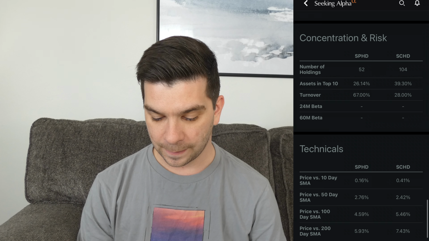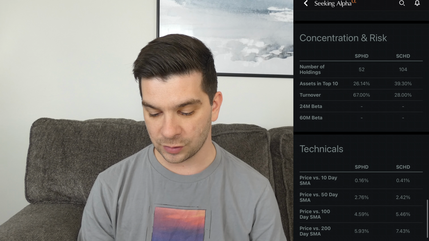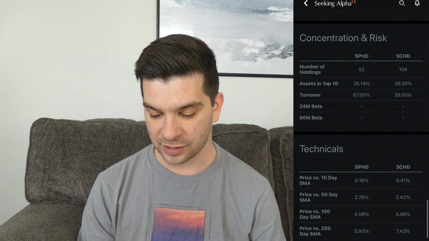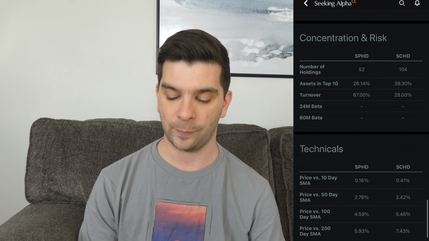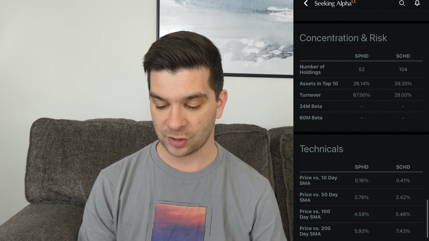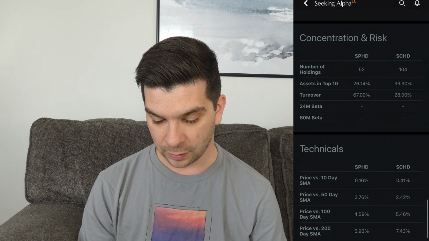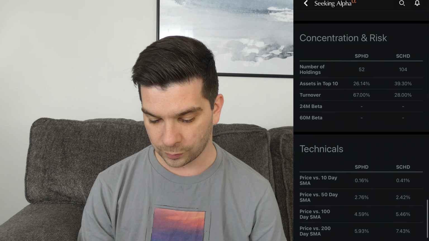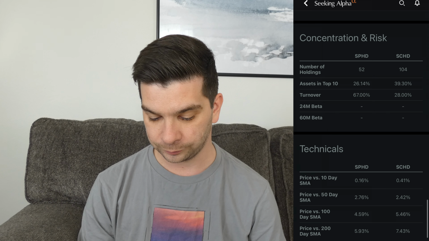Concentration and risk. The number of holdings, SPHD has 52 holdings, while SCHD has 104 holdings. And that's one thing that sticks out about these two ETFs as well. So SCHD does offer more diversification, being that it has more holdings. Assets in the top 10, SPHD 26.14%, SCHD 39.30%.